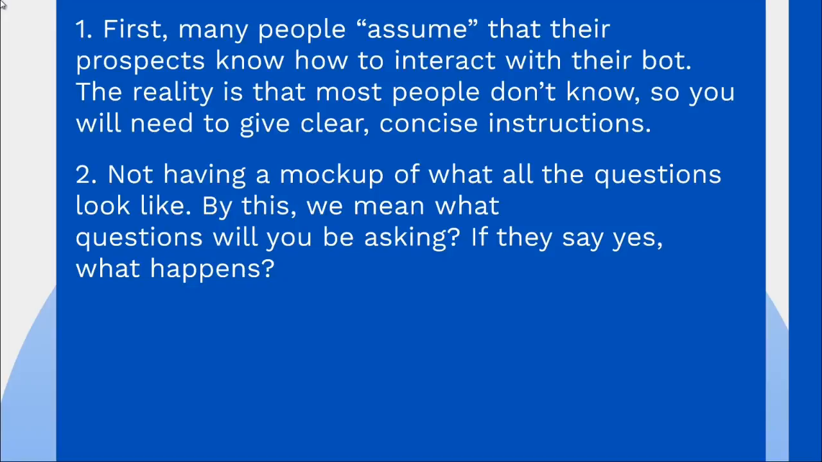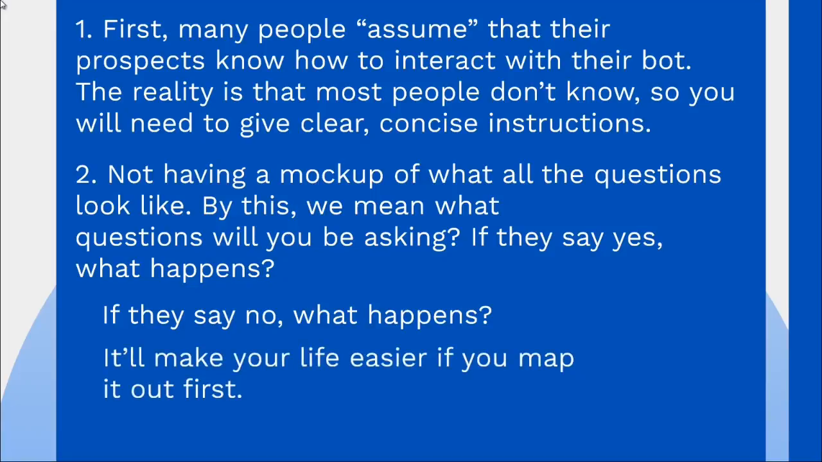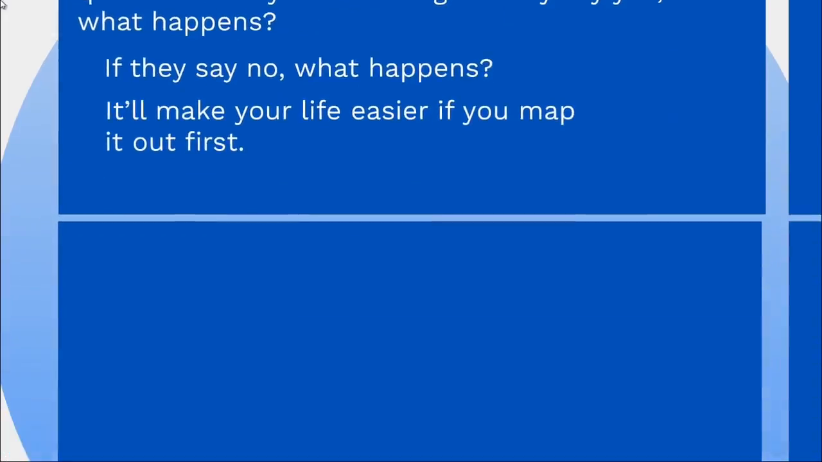But if you plan it all out, you're able to see everything in front of you. Not only is it going to get better conversions, but in addition to that, you are going to be able to implement it at a faster and more efficient rate. Now, if they say no, what happens? If they don't have a yes or no, what happens? Where do they get sent? So in other words, it'll make your life a lot easier if you map it out first.